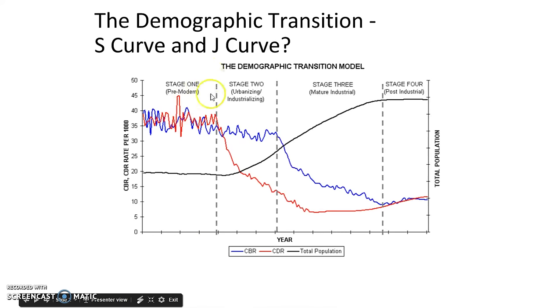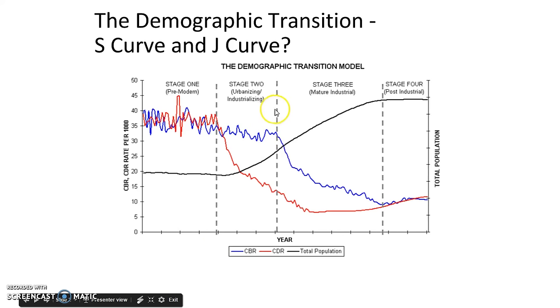Then as we go to stage 2, the difference between stage 1 and stage 2 is this drop in crude death rate. You see this immediate drop in crude death rate. As that death rate drops, this natural increase rate explodes. It explodes. So please represent that on your model.